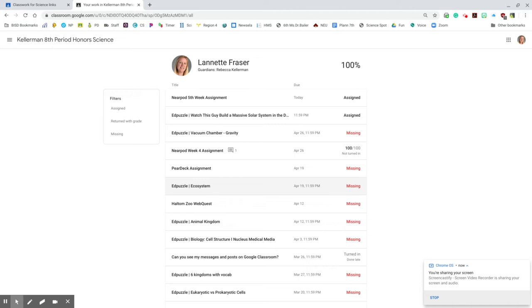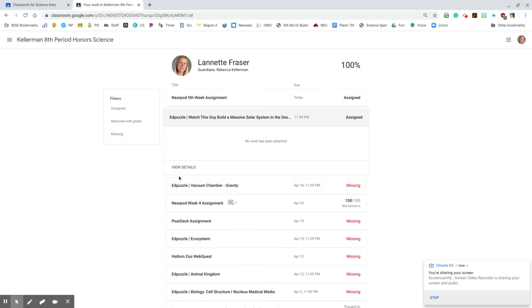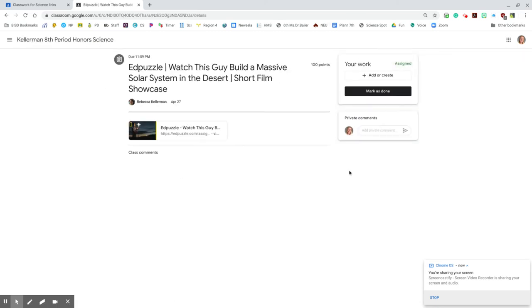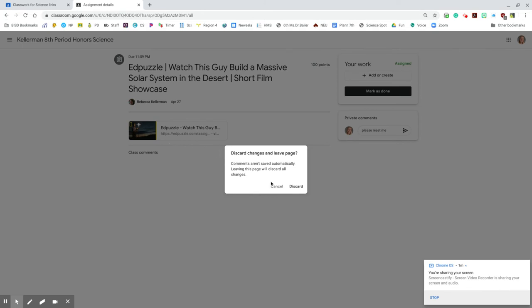If it shows an Edpuzzle is a low grade, let's say this is one that I've actually watched here, and maybe I'm not happy with the grade, I can send a private comment saying, please reset me, and only your teacher is getting that. So you send that to them, and then they can actually reset any of the Edpuzzles that you are unhappy with the grade for.